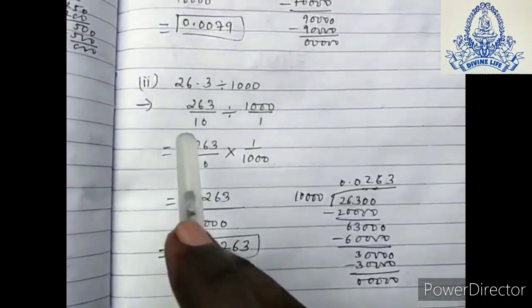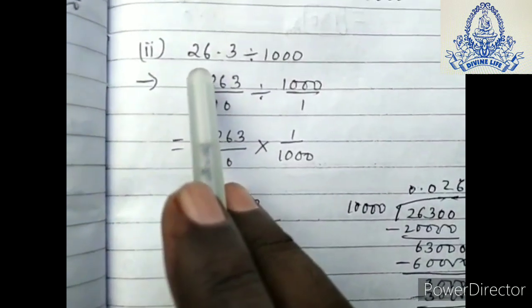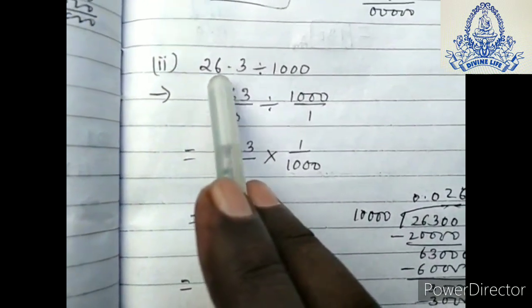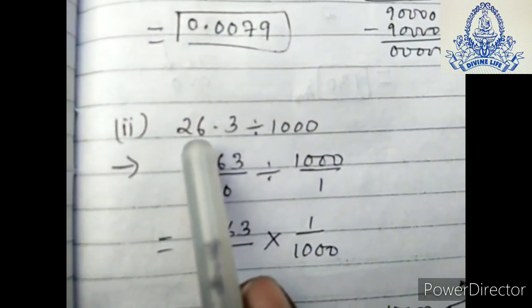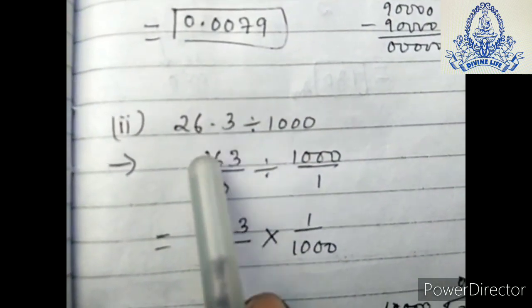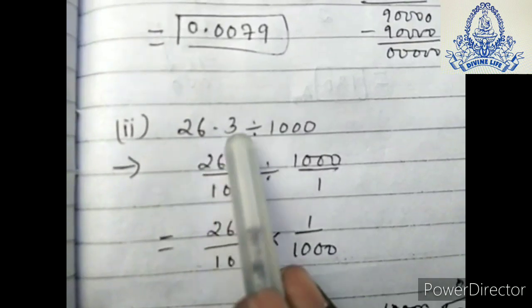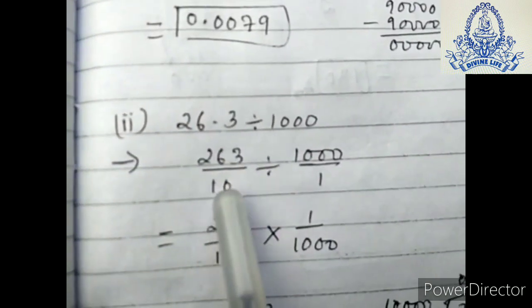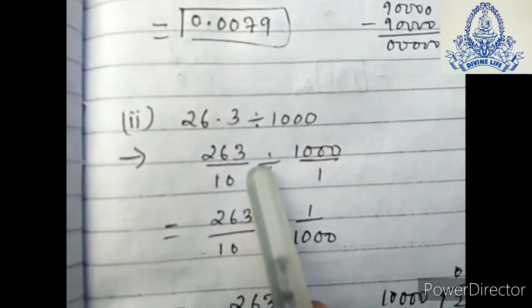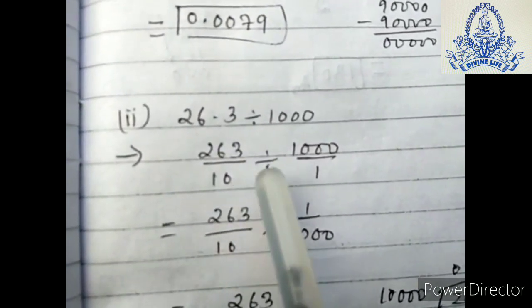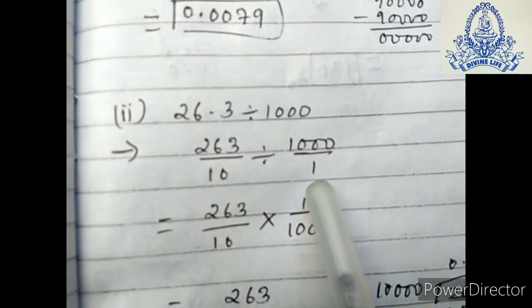After the first sum, we will solve the second sum now. Students, look carefully. 26.3 divided by 1000 is given. We will convert this 26.3 into 263. After the decimal point there is one digit, so we will take a 10. So 26.3 is converted into 263 upon 10 divided by 1000 upon 1.